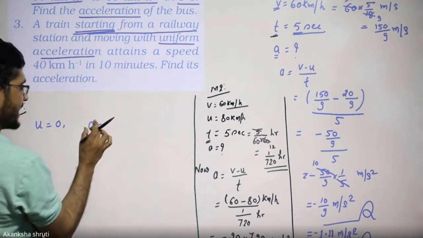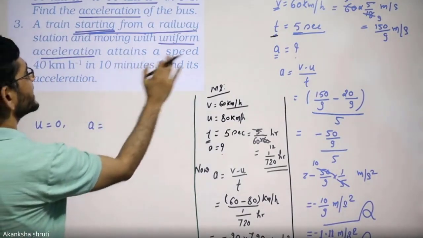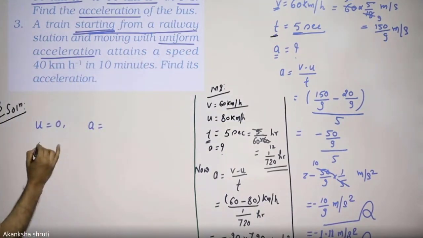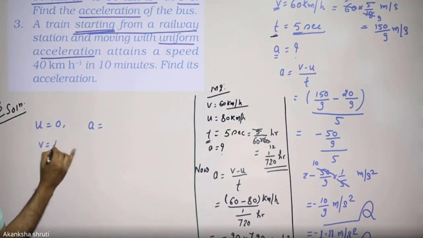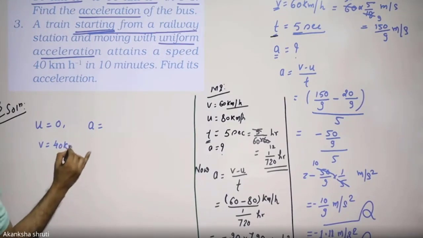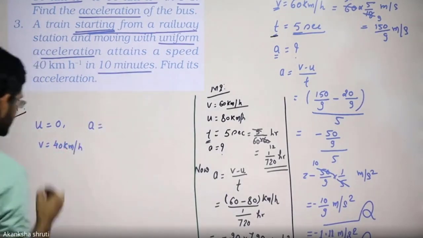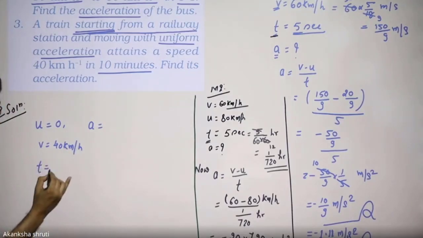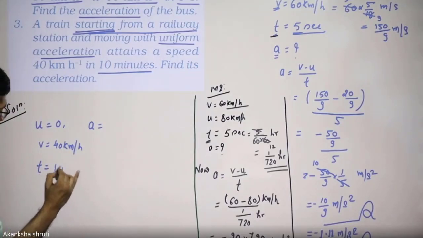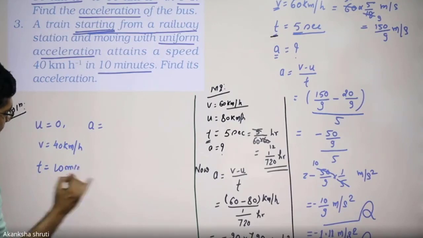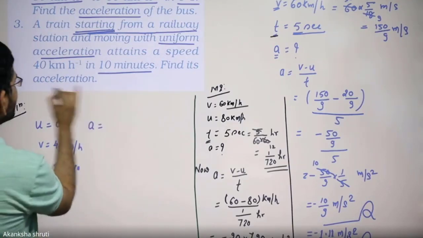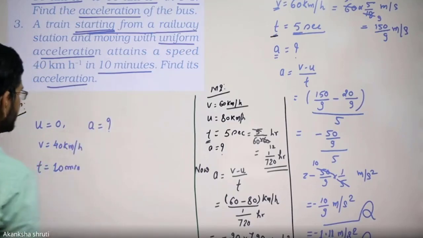So you just write the symbol, keep this as it is. Attaining the speed means its speed has become 40 kilometer per hour in 10 minutes. So the time given is 10 minutes. Students, be careful regarding the unit, then find the acceleration. Even this acceleration is asked.